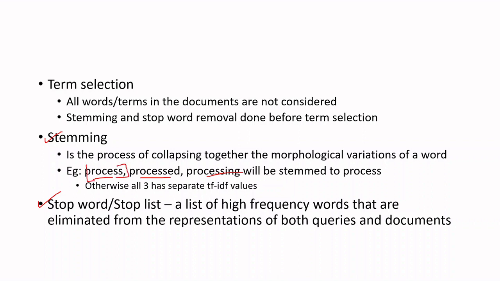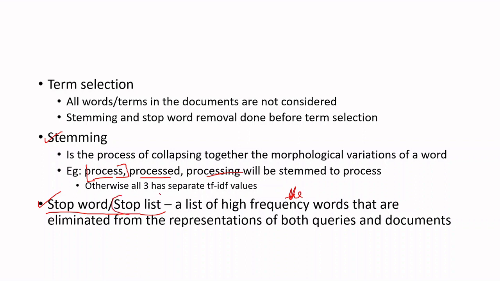Otherwise, if each of these is represented as three different values, then your discriminating power will be lesser. So stemming is a process of reducing the three representations to a single representation. Then you have another concept called stop word removal. Say, for example, "the" is a word which occurs everywhere, but it doesn't provide any discriminating purpose. Such words are called stop words.